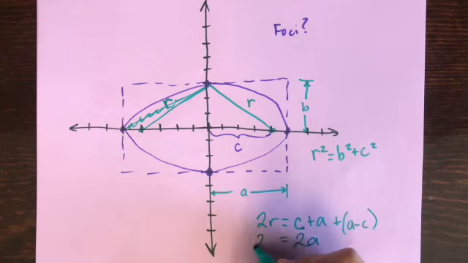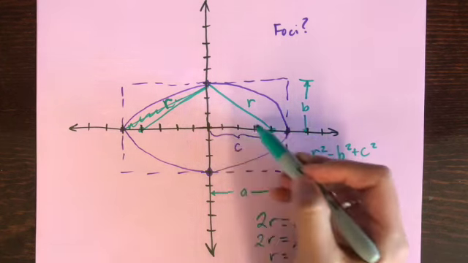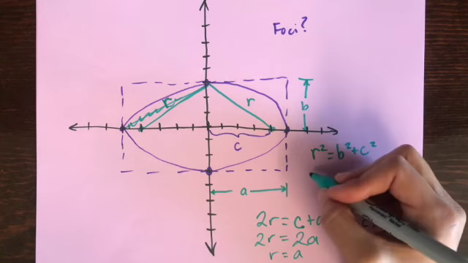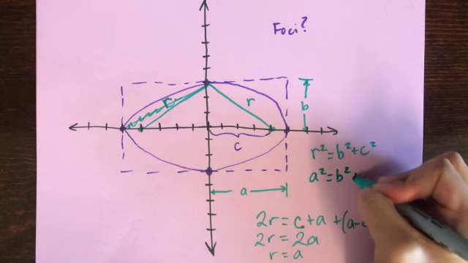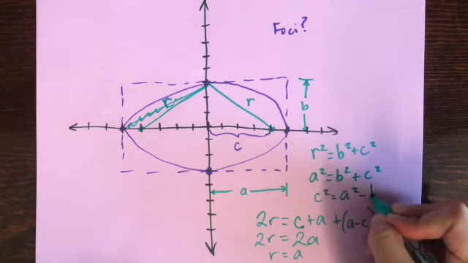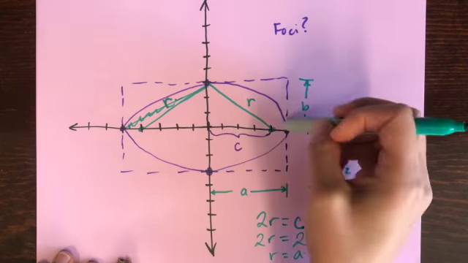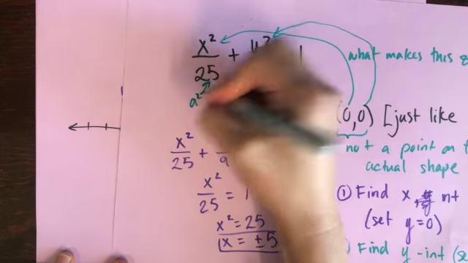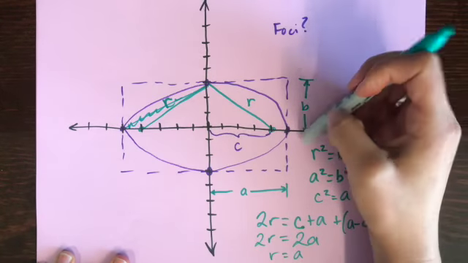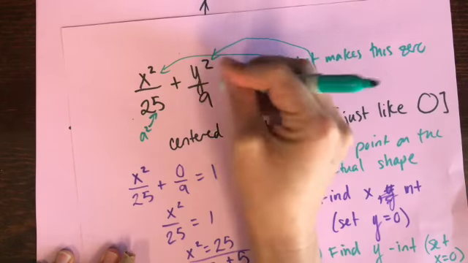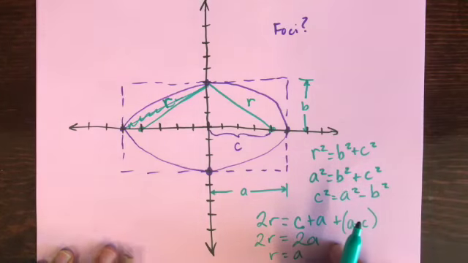You can pause the video and try to figure that out for yourself. But basically what I'm going to get is that 2R is equal to 2A, which means I can replace R squared equals B squared plus C squared with A squared equals B squared plus C squared. And I could solve it for C and say that C squared is equal to A squared minus B squared. Okay, so that A squared is going to be right underneath the x squared right there, and my B squared is going to be right underneath the y term there. So 9 is actually equal to B squared in this case.